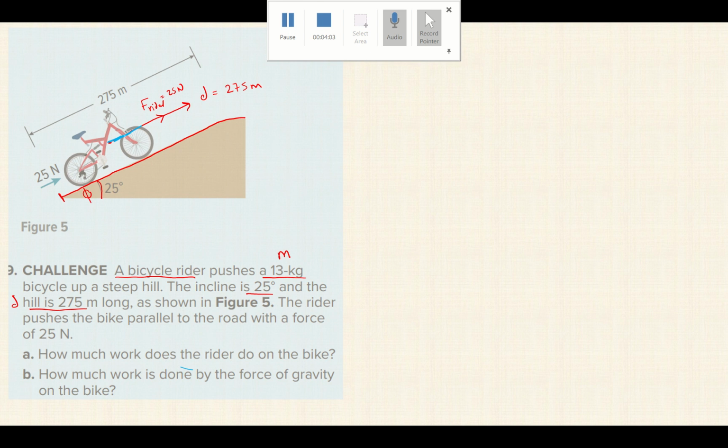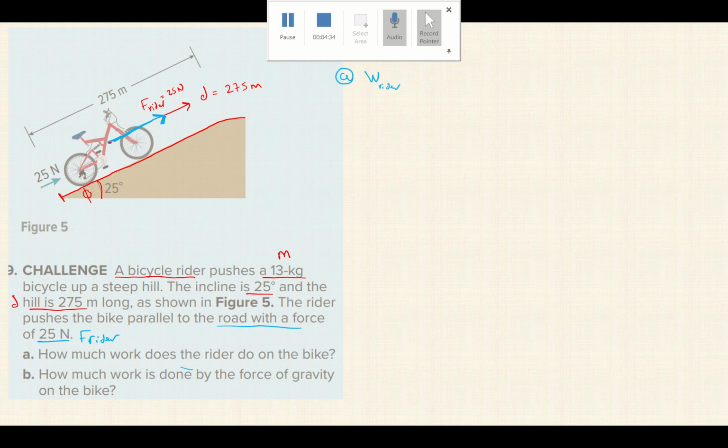The angle between the force applied and the displacement is 0. They are on one another. There is no angle between them. So this is the force applied by the rider. The rider pushes the bike parallel to the road with a force of 25 newtons. Question A says, how much work does the rider do on the bike? So he wants me to find the work done by the rider.